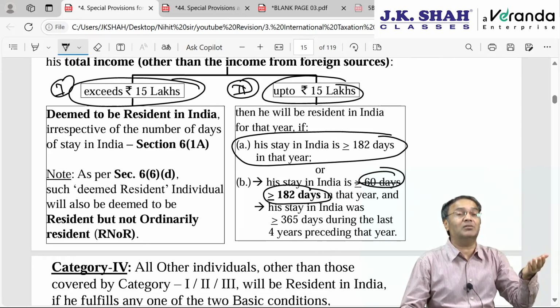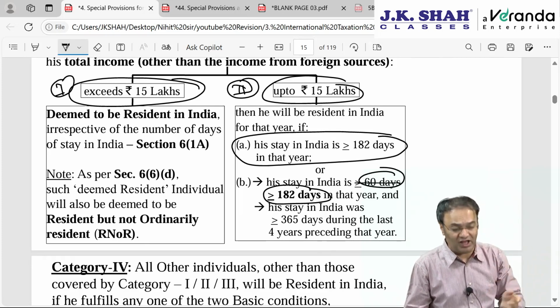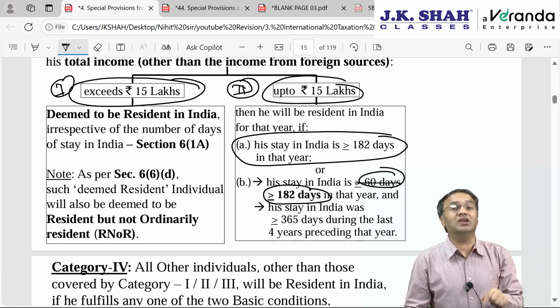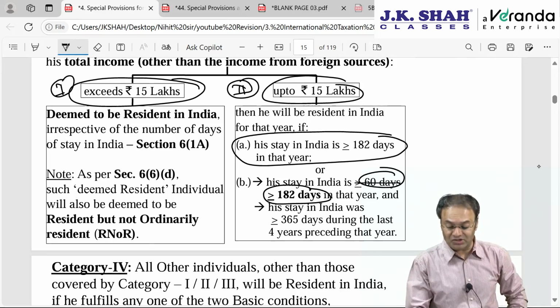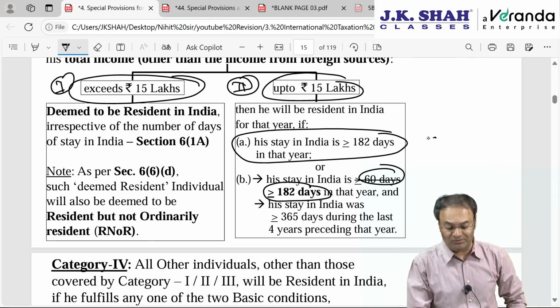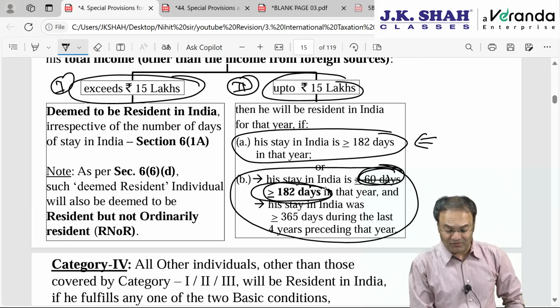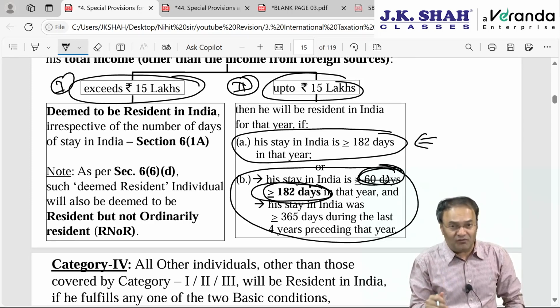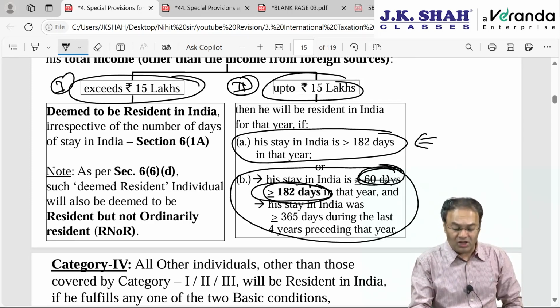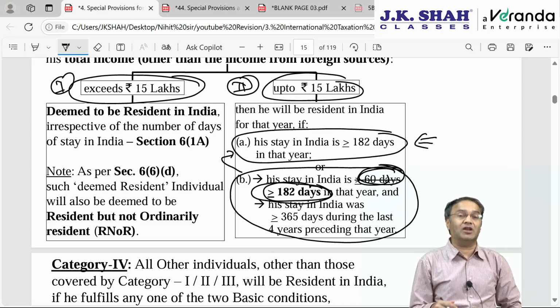of whether Indian income exceeds 15 lakhs or does not exceed 15 lakh, but here we will have to check his Indian income also. If Indian income is up to 15 lakh, no need to worry, he will be deemed to be resident in India only if he fulfills first basic condition. Second basic condition not to be checked, because in second A, 60 days time limit is to be replaced by 182. In case he is in India for 182 days or more in the current year, he will automatically be fulfilling first basic condition. No need to check second basic condition at all.